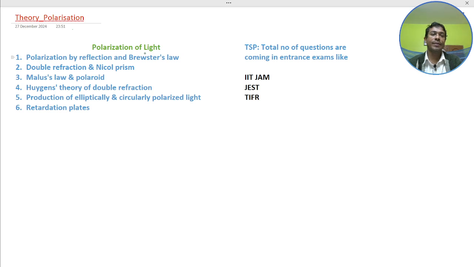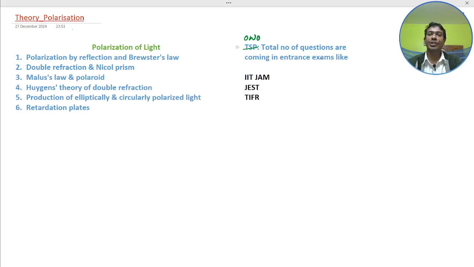Huygens theory of double refraction, production of elliptically and circularly polarized light, retardation plate, half and full wave plate, and quarter wave plate basically. So this would be the wave optics and the oscillation.